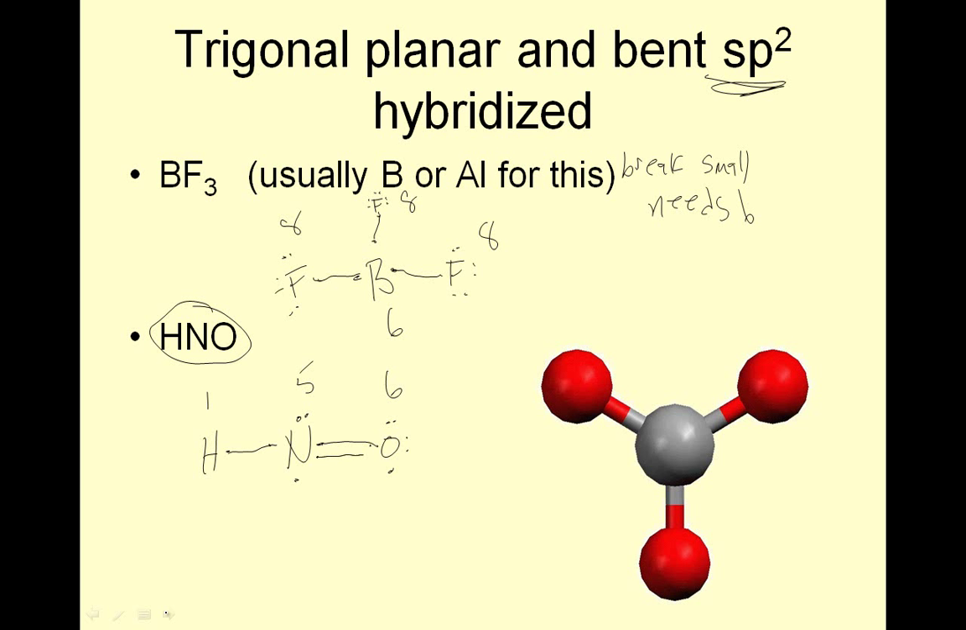Oh, look, double bond. Connect the dots. Oxygen has 2, 4, 6, 8. Nitrogen has 2, 4, 6, 8. Hydrogen has 2. This is it.